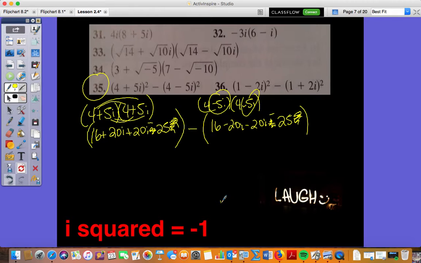Yeah, so 16 minus 25 gets me negative 9. Good. Plus what? 40i. And again, I'm doing this. I know it's very monotonous. I think you know it. My big thing is I see sometimes people mess up, just little things. Just wanted to do one. And then minus, what would it be on the right side? Good. Negative 9 minus 40i.